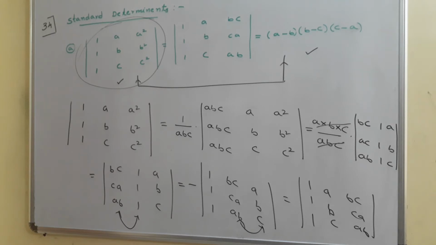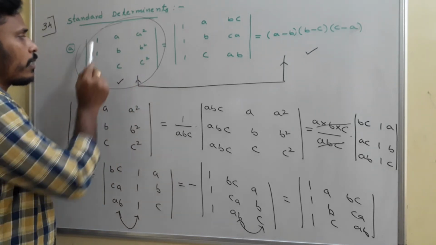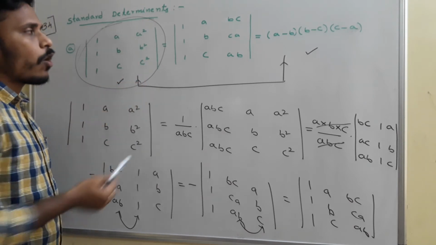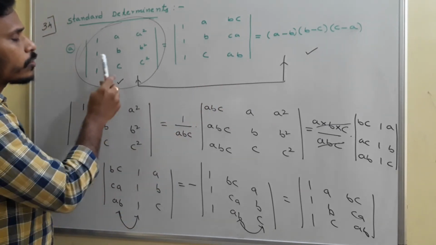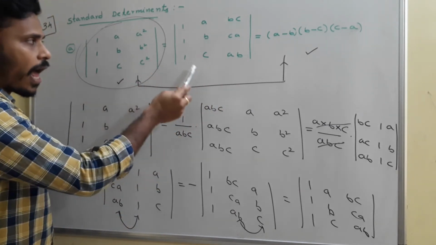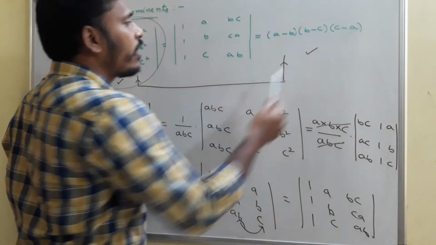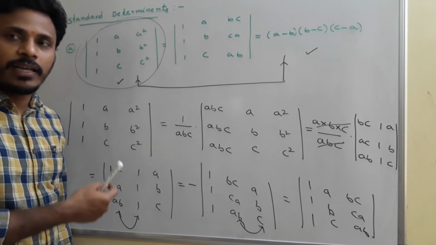This is one standard determinant, and you should try to memorize these values. See what its determinant is. Just observe the pattern: 1, 1, 1, A, B, C, A square, B square, C square. And 1, 1, 1, A, B, C, BC, CA, AB. If such types of determinants occur any time, you need to identify its determinant value as A minus B into B minus C into C minus A.